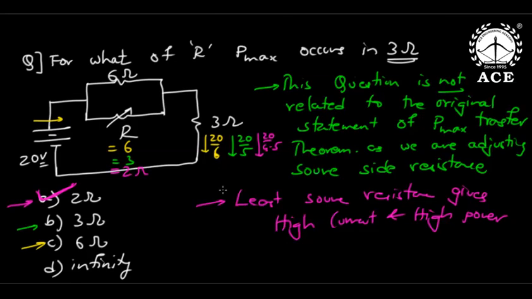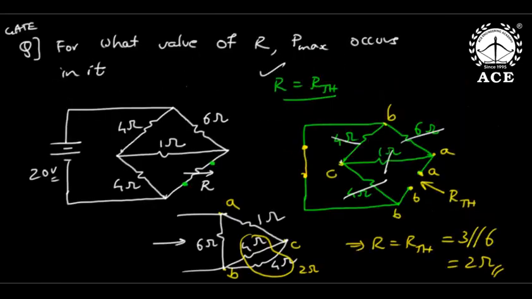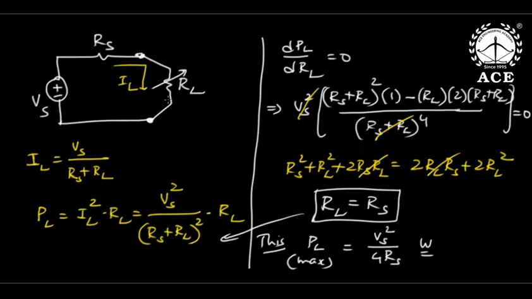Yes, look at this bit, sir. In this bit, it is special that we are adjusting the load's source side. Listen, what is our original statement? When I come to the original problem, the original statement, we are adjusting the load to maximize power in the load. Then Pmax occurs when load resistance equals source resistance. That is our original statement. We are adjusting the load and maximizing the power in the load. When load resistance is equal to source resistance, Pmax occurs.